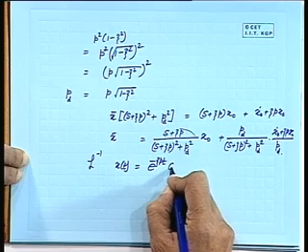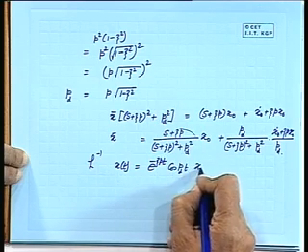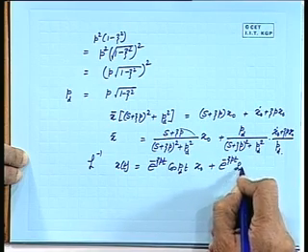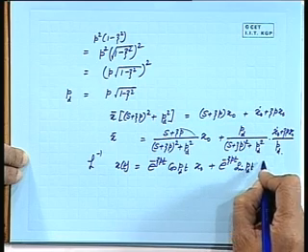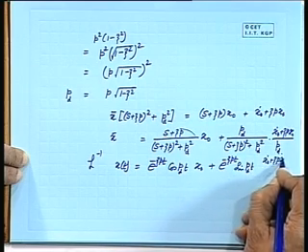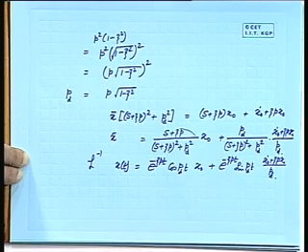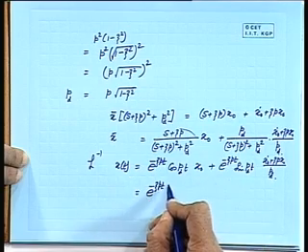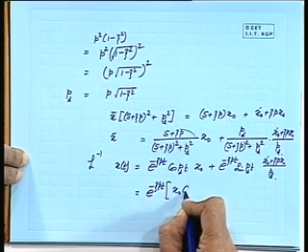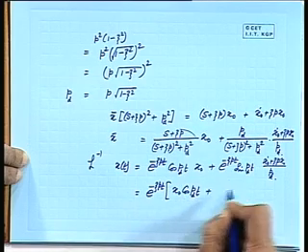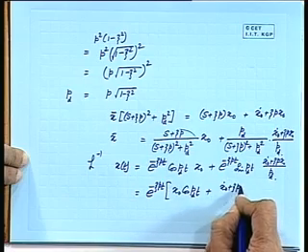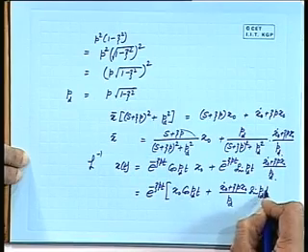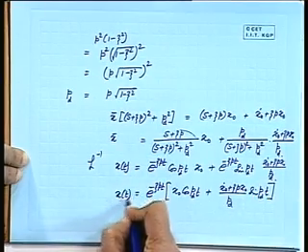Similarly, this will give me e to the power minus zeta p t sin p d t. I'll just write it in a neat manner. This term is there. So this becomes the expression for the response.